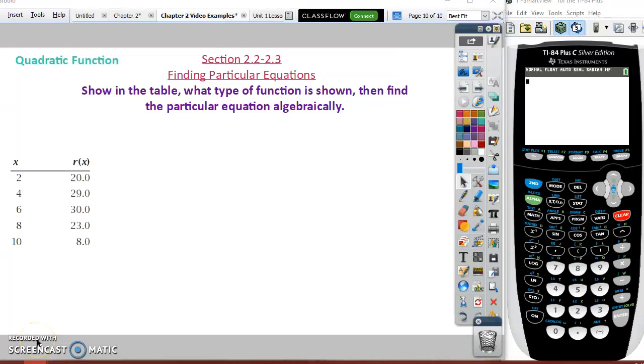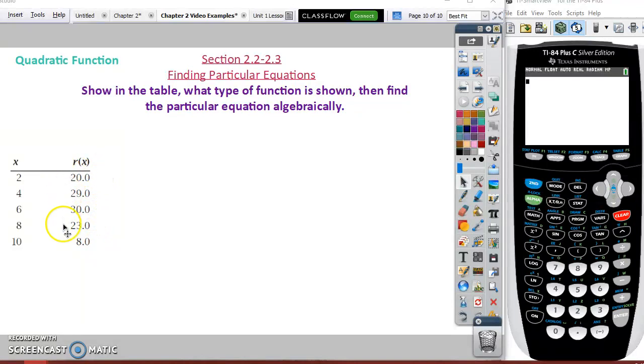In this problem, our goal is to look at the table and decide what type of function is being modeled. Once we've shown that in the table, we're going to write the particular equation algebraically for it. So right away, you can see that our x values are going up by 2 each time. But our y values go up by 9, then by 1, then down by 7.